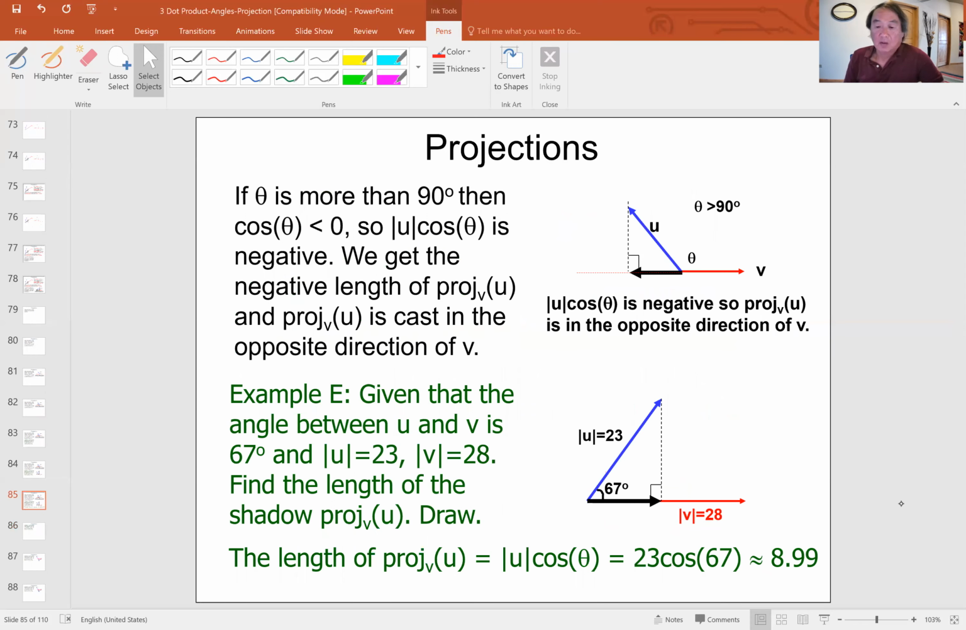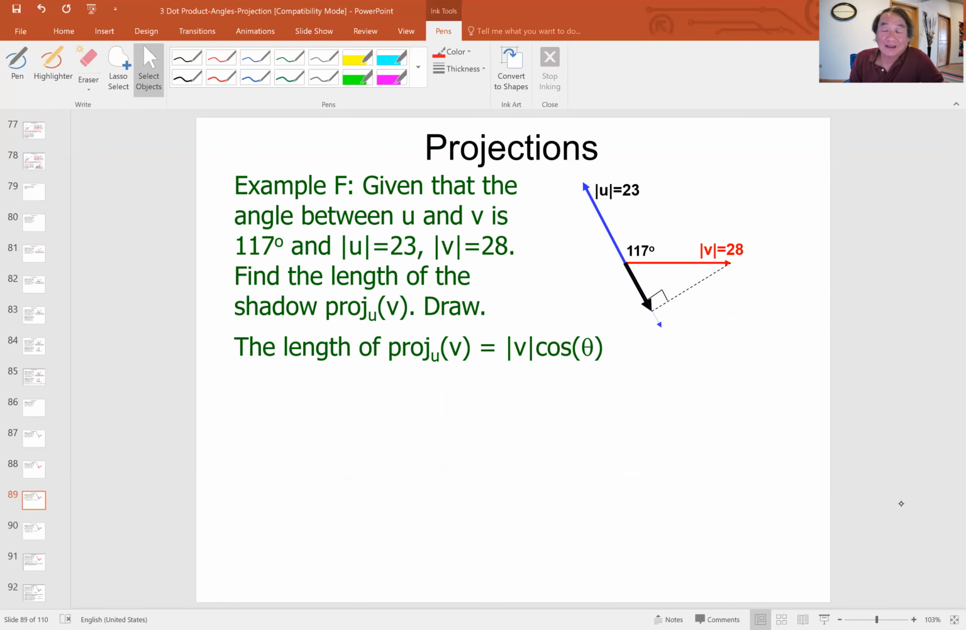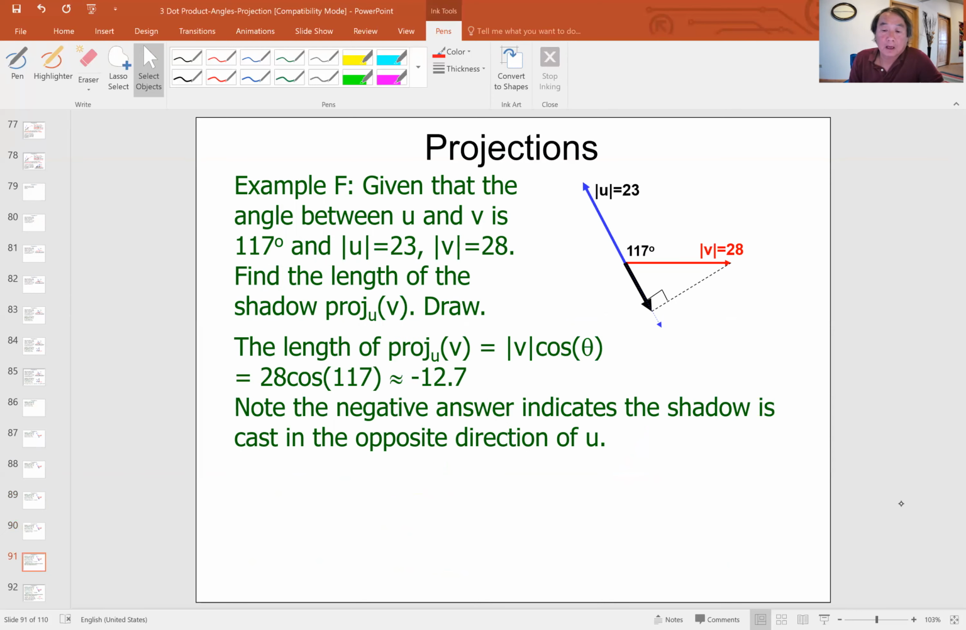And here's an example of how we calculate the length of the shadow. Now, why do we want to calculate the length? Well, actually, in standard position, I want to calculate the shadow vector itself. Here is an example where the shadow is cast in the opposite direction, so the angle between them is more than 90 degrees, and you get a signed length, which turns out to be negative.